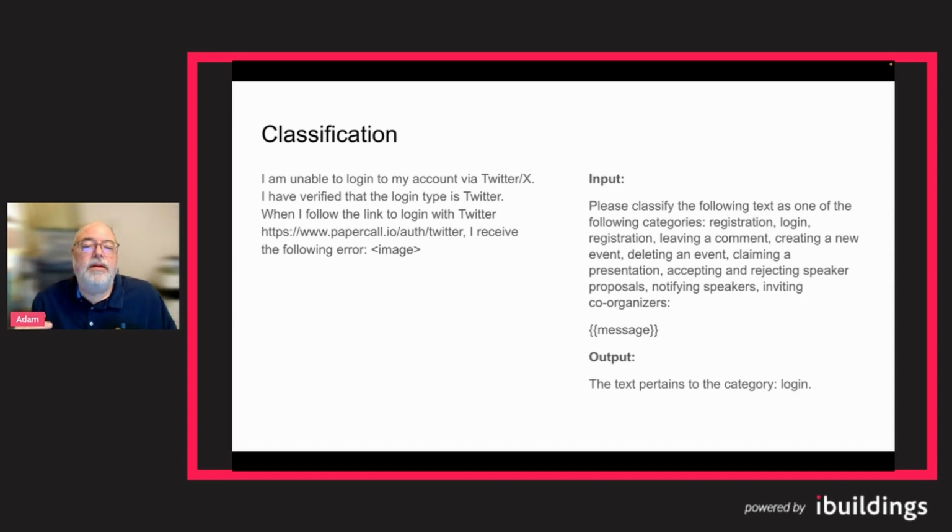So you can take the input message, you can ask an LLM, an artificial intelligence LLM, to classify, right? This is the actual input that I put in. I added the message to it, and it told me that this pertained to login. I didn't have to train anything. I didn't have to do anything. I just sent the request, and it was able to do it.